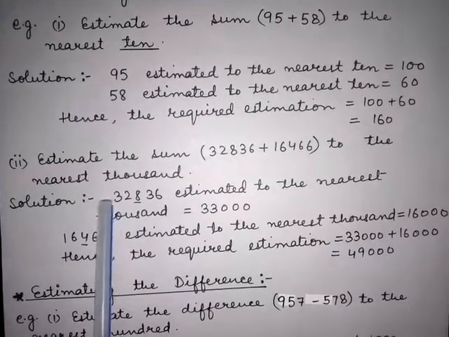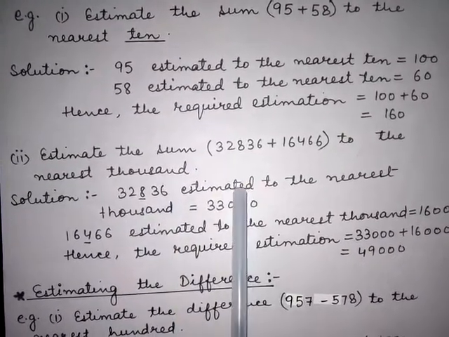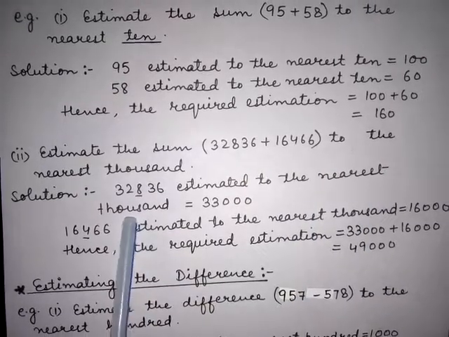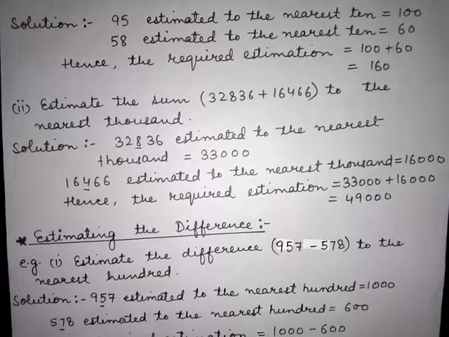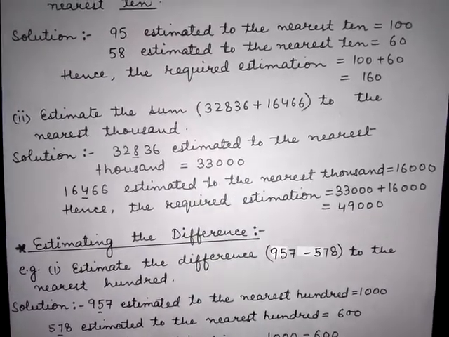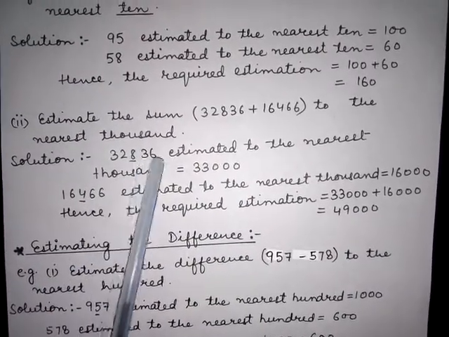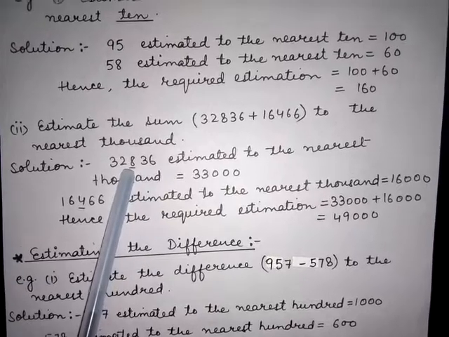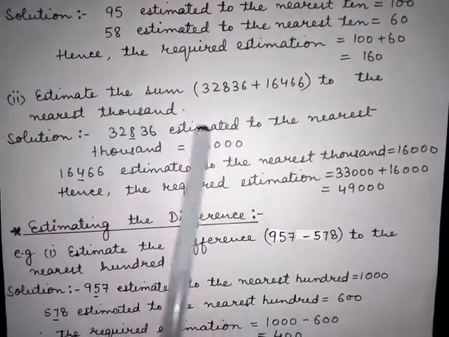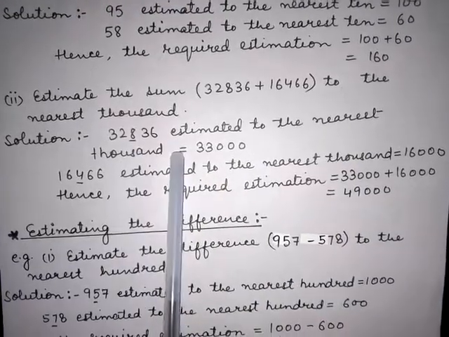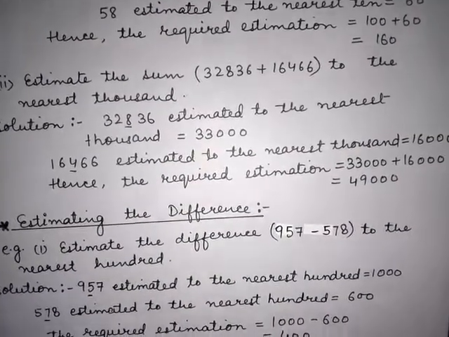So here we have 32836 estimated to the nearest 1000. When we are rounding this number to the nearest 1000, it will be equal to 33,000. Why? Because at the hundreds place there is 8, which is greater than 5. So therefore this number is estimated to the nearest 1000, which is equal to 33,000.